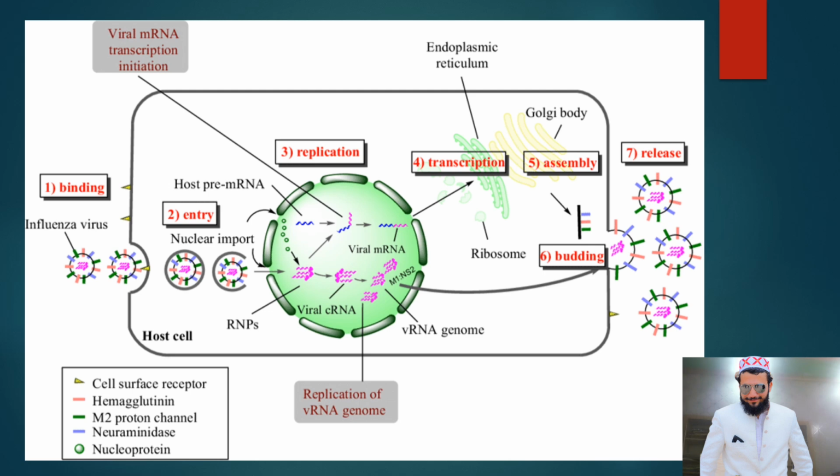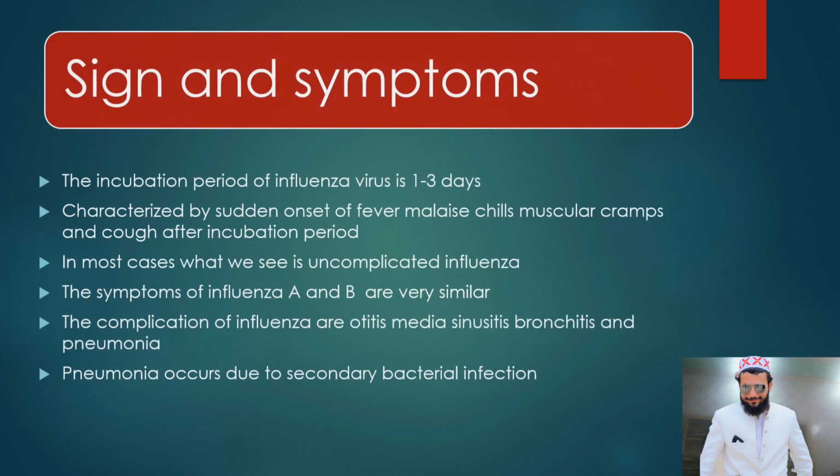As you see in the diagram, the first step is binding, in which the influenza virus penetrates the cell. The second step is the entry, in which the endosome is lysed and the viral genome is released. The third step is replication, in which the viral or messenger RNA replicates and makes various proteins. And the fourth step is transcription, where maturation occurs in the Golgi apparatus, and then assembly. The sixth step is budding, and the seventh step is the release.